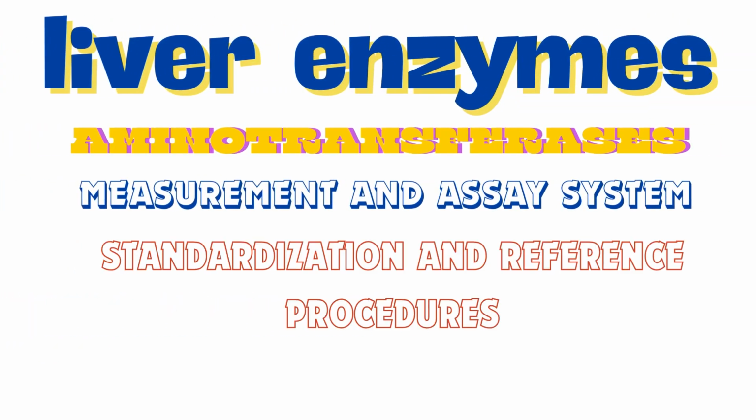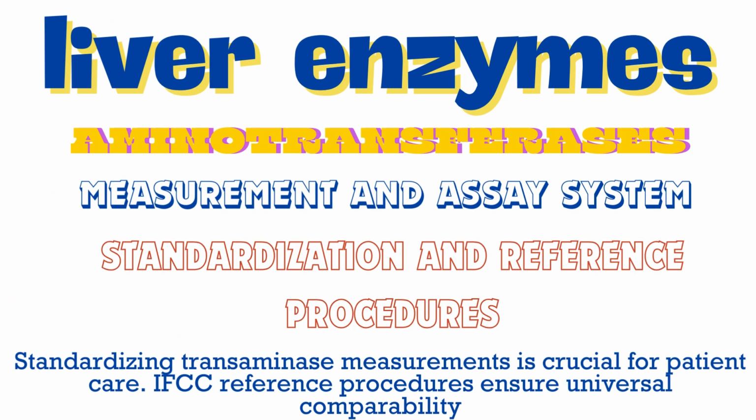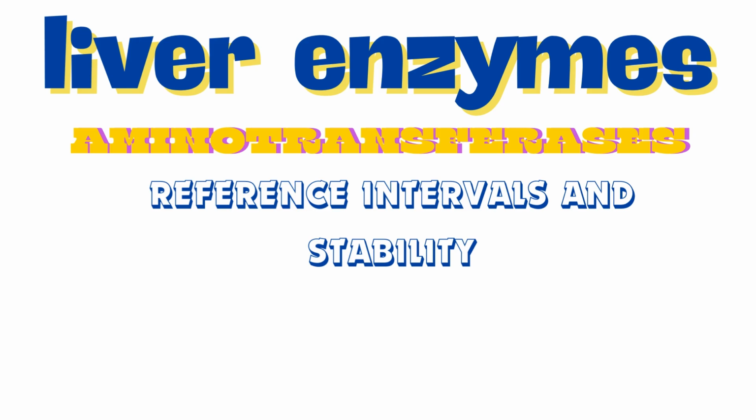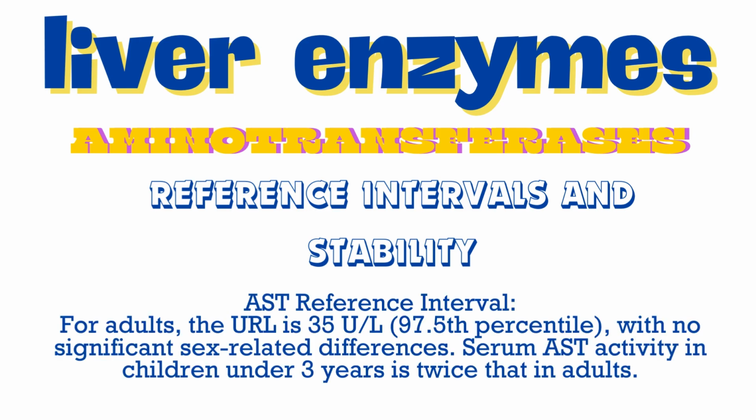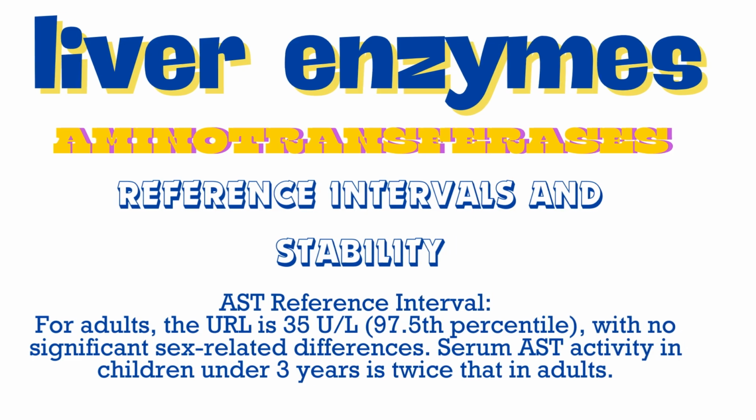Standardization and reference procedures. Standardizing transaminase measurements is crucial for patient care. IFCC reference procedures ensure universal comparability. Reference intervals and stability. AST reference interval: for adults, the URL is 35 units per liter, 97.5th percentile, with no significant sex-related differences. Serum AST activity in children under 3 years is twice that in adults.